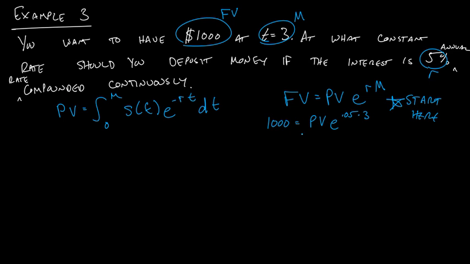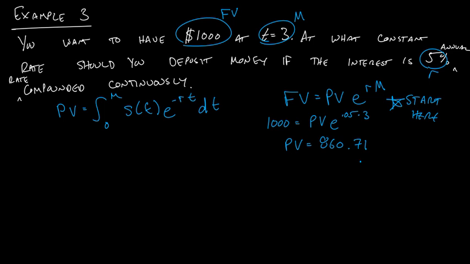So now you can solve for the present value by doing 1,000 divided by that e, and then we'll know that the present value is equal to $860 and about 71 cents. But remember not to round until the end. And so this is the amount of money that if you deposited at time equals 0, and this was the interest rate, you'd end up with this after 3 years.